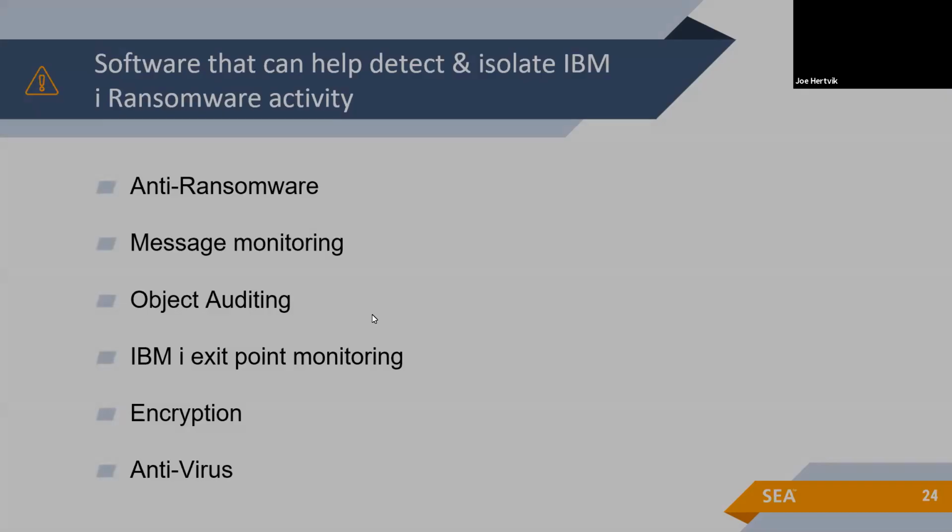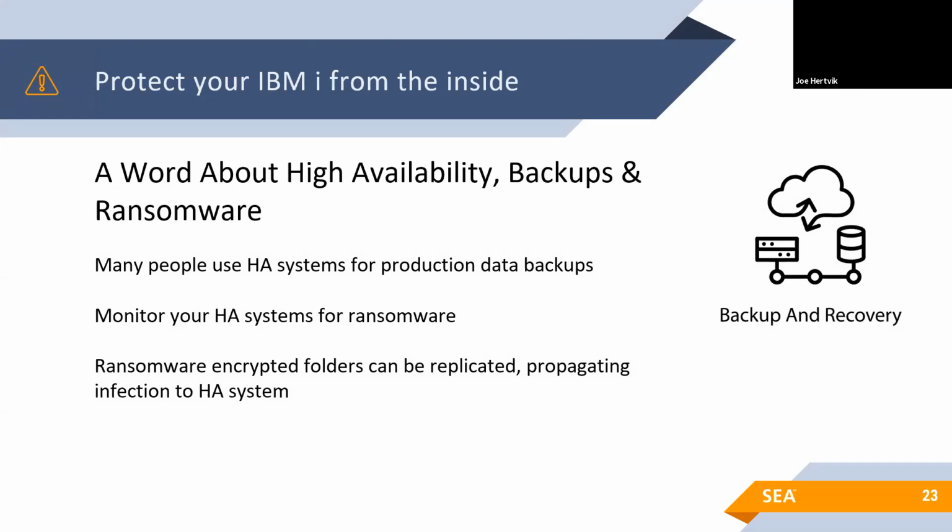Okay, let's do a word about high availability backups and ransomware. If you have an HA system, a lot of times organizations will use the HA system to back up their production data. And the reasoning is simple. I have my production machine working over here. I have an exact copy of all my data and programs on my HA machine. I don't have to take down production. I can just back up HA. And that's common for people with HA machines.